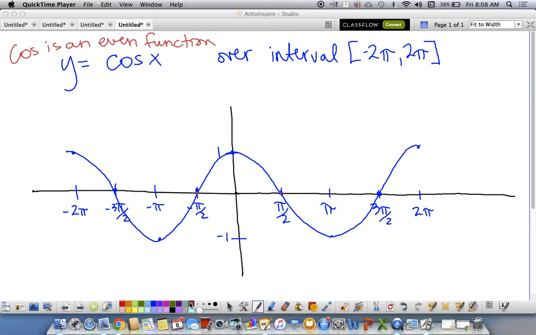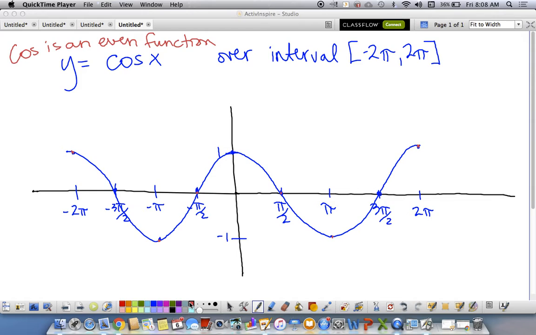Yes. What about pi? If I plug in pi, I get negative 1. If I plug in negative pi, I get the same output. If I plug in 2 pi, I'm going to get a positive 1. If I plug in negative 2 pi, I'm still going to get a positive 1. It's going to be the same output whether we input a negative or if we input a positive. Okay? That is an even function.